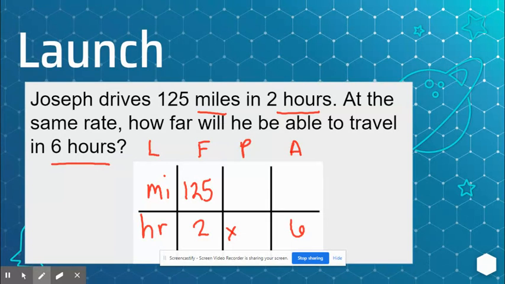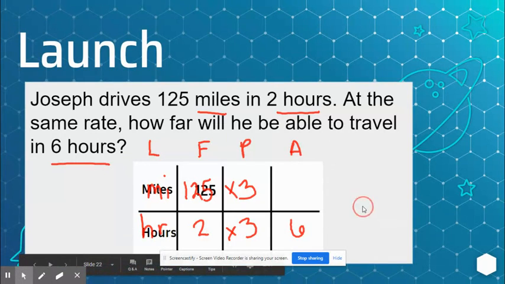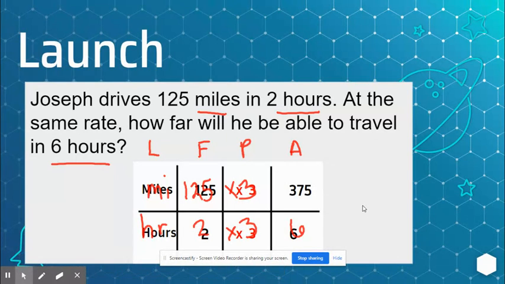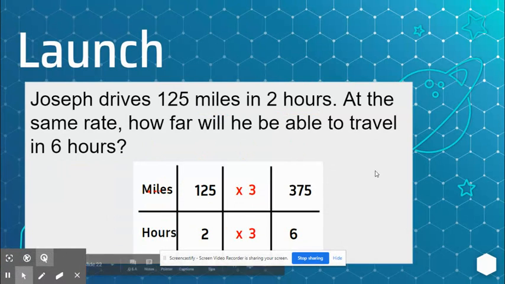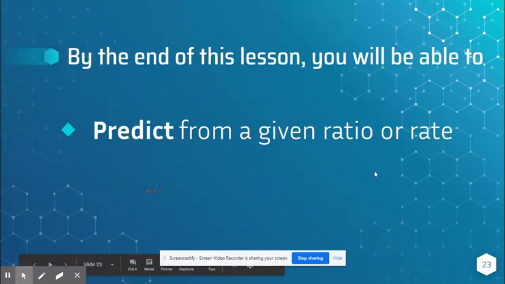So what do we do to 2 to get 6? Times 3. So if we did it down there, we have to do it up here as well. And 125 times 3. In fact, this will tell you what it is: 375 miles. And that makes sense because he's driving 6 hours, not 2 hours, so it would have to be bigger than 125. Let's move on to the next one. By the end of the lesson, you'll be able to predict from a given ratio or rate.